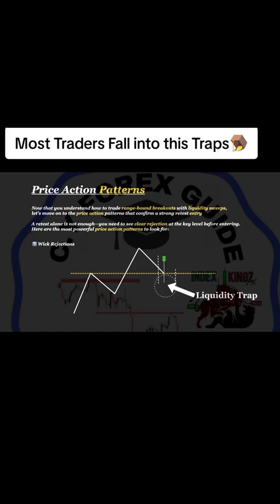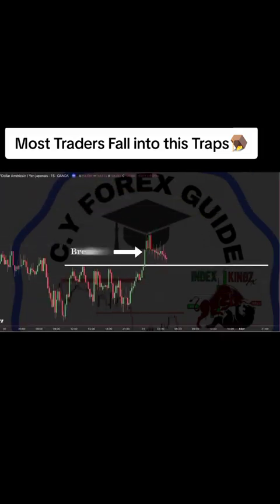The more wicks, the stronger the level. If price keeps testing a level but can't break through, it signals a high probability trade setup. When price breaks above a key resistance level and then pulls back to retest it as new support, a bullish pin bar can signal a strong rejection. A pin bar is a candlestick with a long lower wick and a small body, indicating that buyers are stepping in after the retest. Here's how to trade this setup correctly.